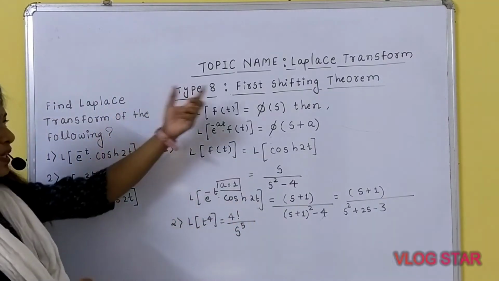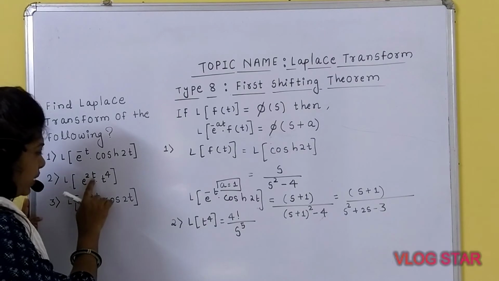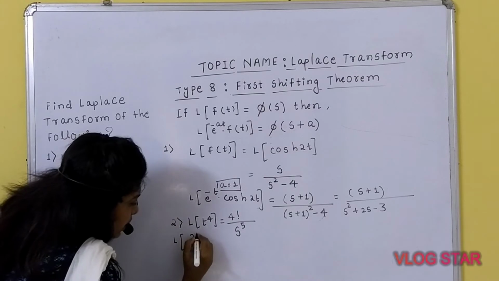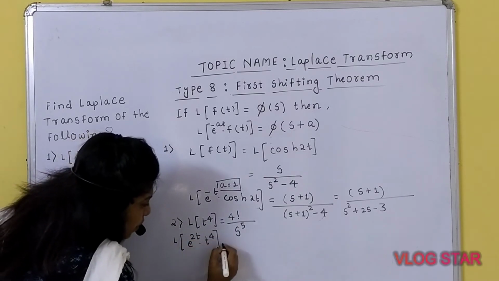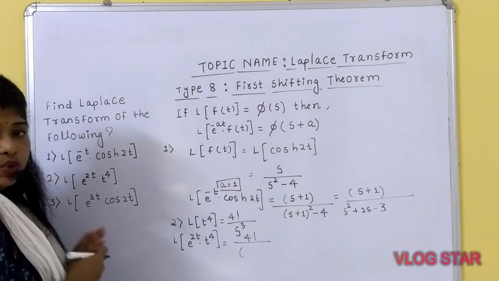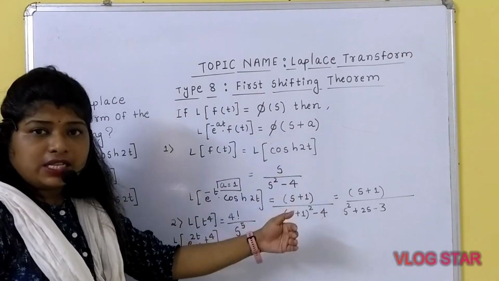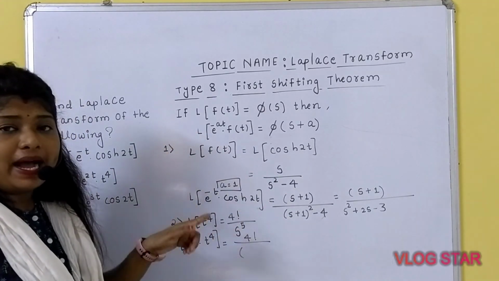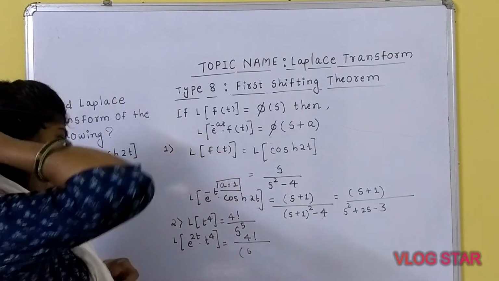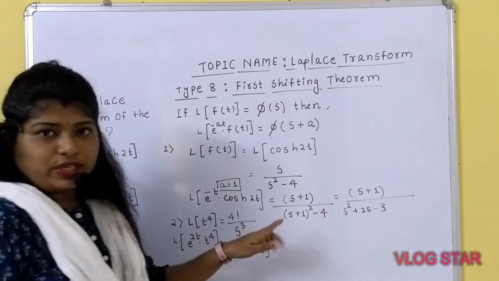Here, as per the first shifting theorem, as I told you, Laplace of e raised to 2t into t raised to 4 can be given by replacing s. You have to check the raised to term. If it is e raised to at, while substituting in the answer, you have to replace s by s minus a. So here we replace s by s minus 2, whole raised to 5. I hope you have understood this concept.